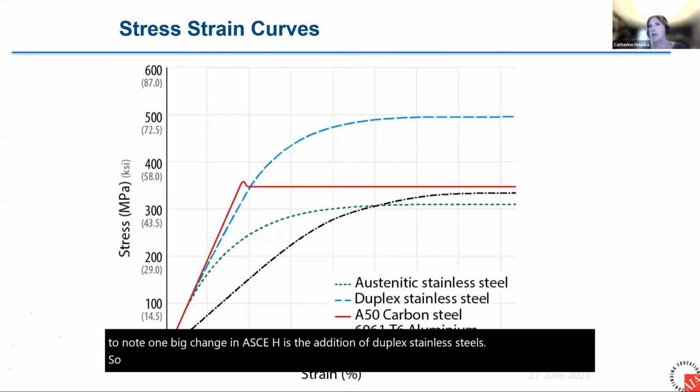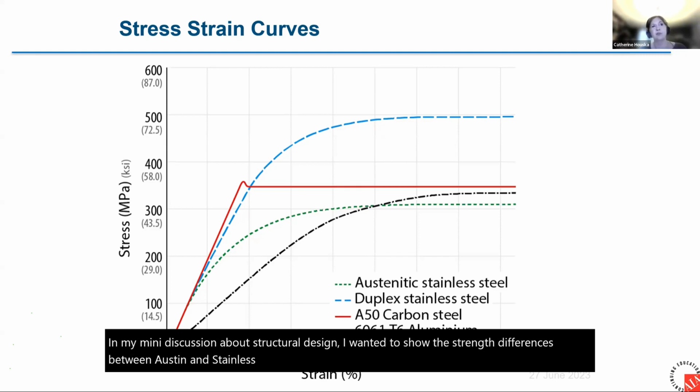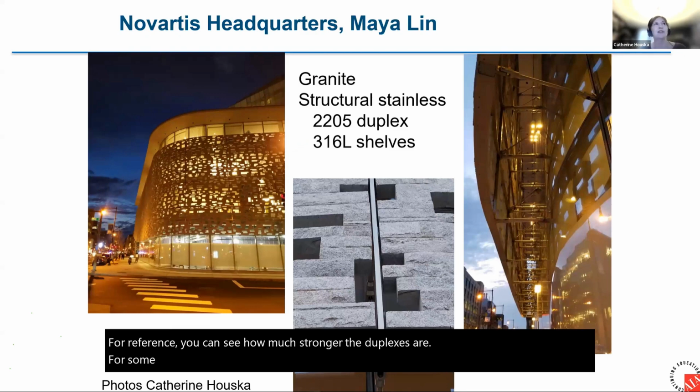So in my mini discussion about structural design, I wanted to show the strength differences between austenitic stainless steels, duplexes, grade 50 carbon steel, and a 6061 T6 aluminum for reference. You can see how much stronger the duplexes are. For some applications, like this sunscreen on the Novartis headquarters in Boston, Massachusetts, the strength of that 2205 was needed, as well as its corrosion resistance.